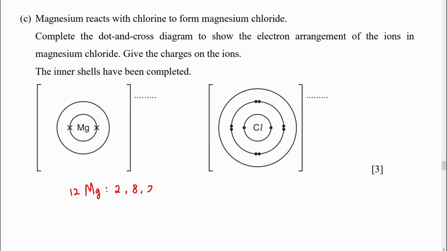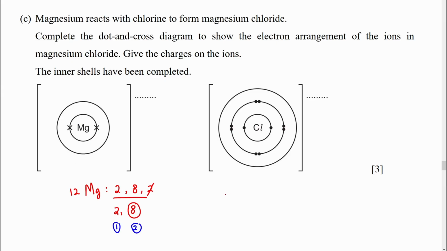2, 8, 2, right? So how to make it stable? So it's better for you to remove 2 electrons at the valence shell. So now it will become 2, 8. Okay, so this is the valence electron. And this is the first shell, and this is the second shell.